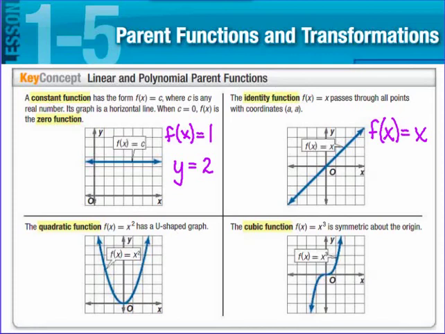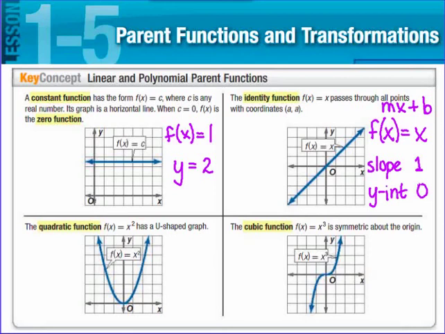0, because if you remember, this is in the form mx plus b. That is slope-intercept form. So in this case, m is 1, b is 0. So that's the graph of the identity function. It will have a slope of 1 and a y-intercept of 0.